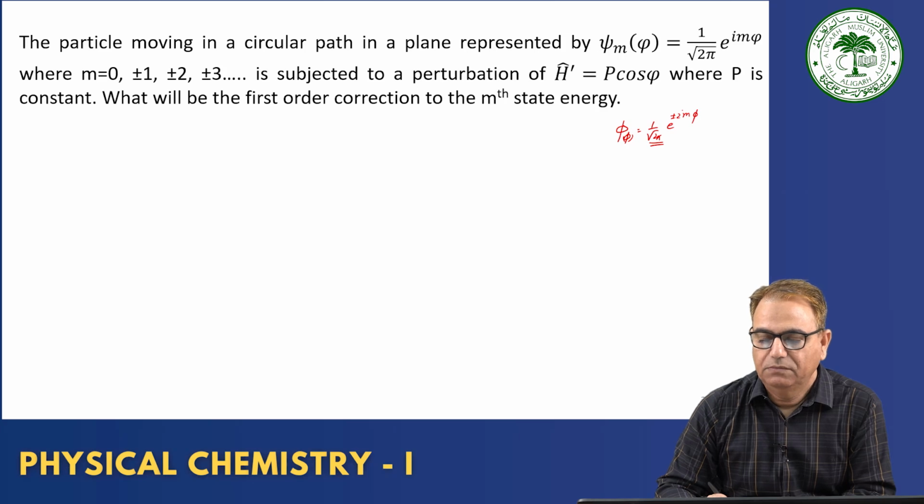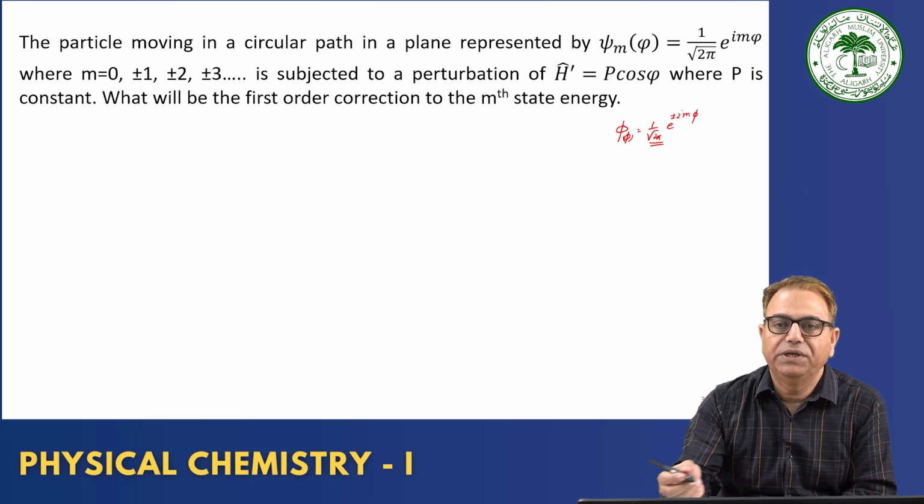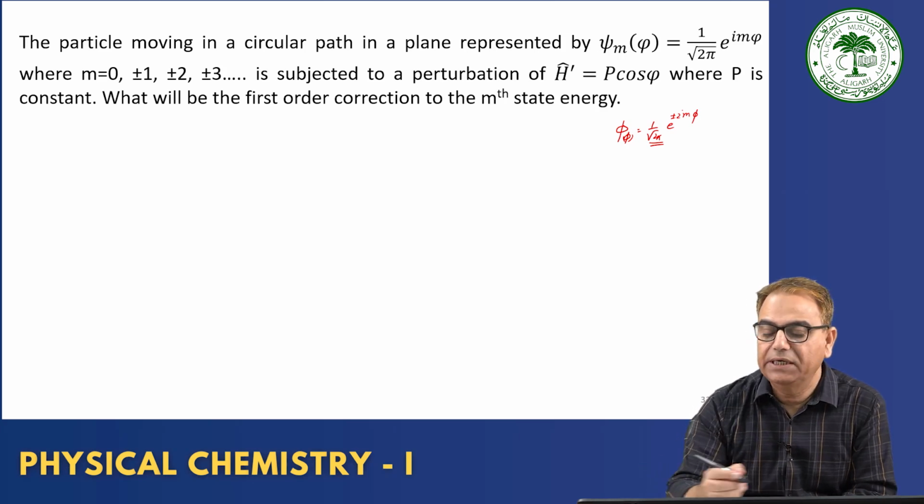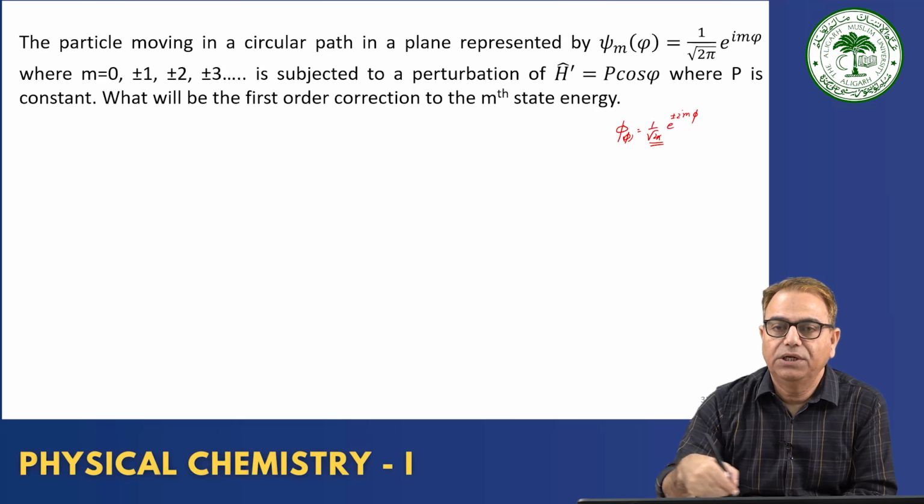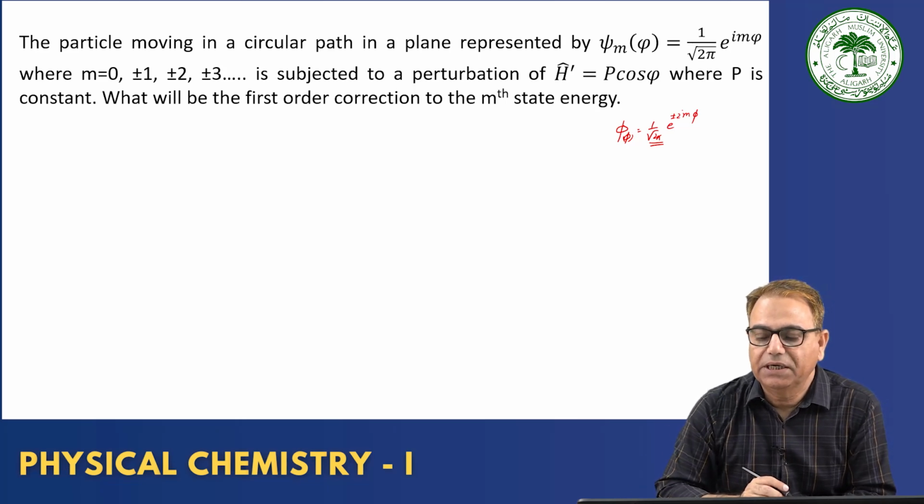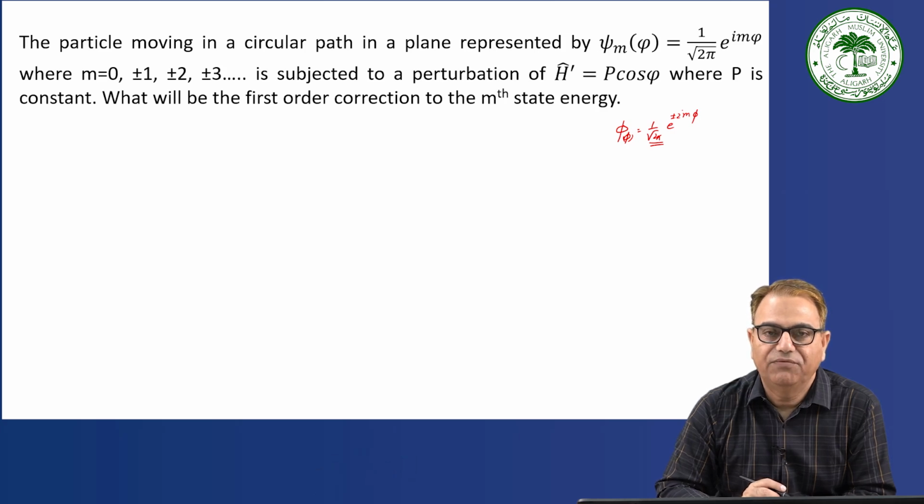Since it's a particle moving in a plane, you have the phi angle only. So this particle is represented by the wave function 1 by root 2 pi exponential i m phi, where m is 0, plus minus 1, plus minus 2, plus minus 3, and it is subjected to a perturbation H prime equal to p cos phi, where p is a constant. Then the question is, what will be the first order correction to the mth state energy?